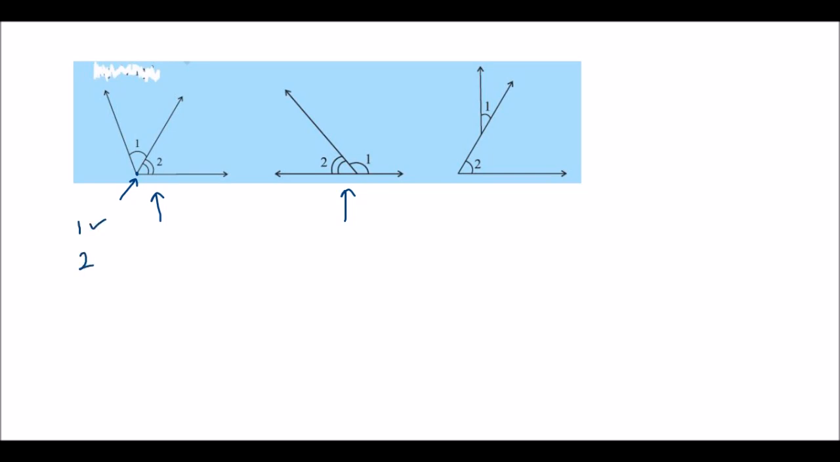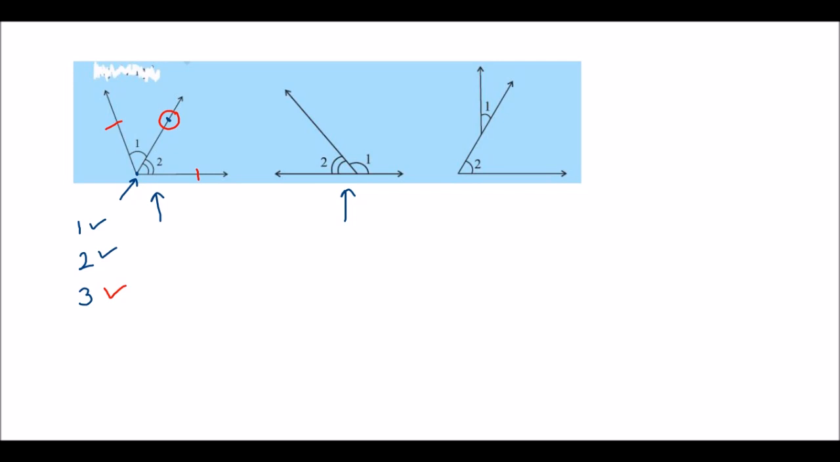Second condition is, you can see the arm which is given right in the middle of 1 and 2 is the common arm. This arm is common between angle 1 and angle 2. So the second condition is also satisfied. Third one, these two arms are on either side of this common arm, and the third condition is therefore satisfied. So the non-common arms are on either side of the common arm. So we will say angle 1 and angle 2 are the adjacent angles.